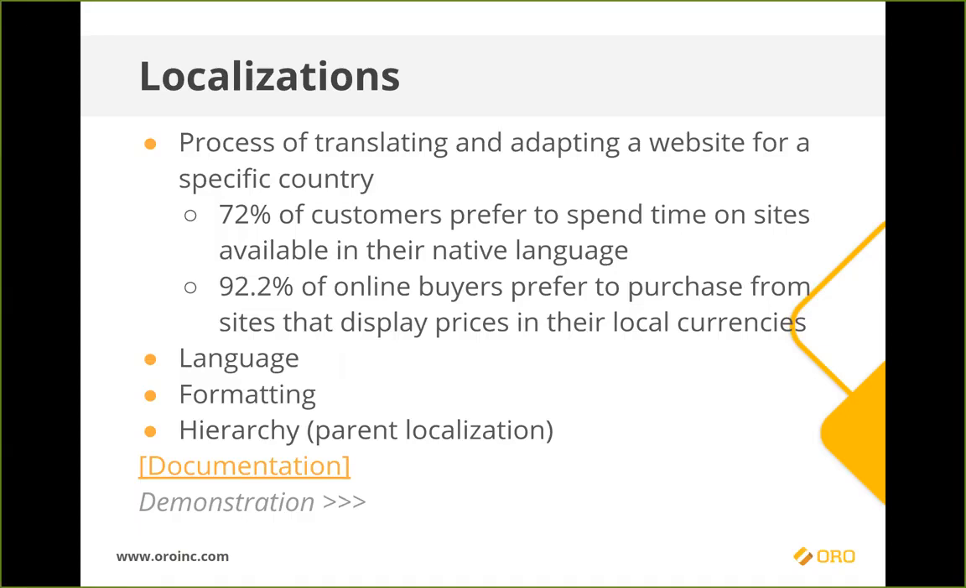And localizations as a concept unite several parameters. So first, it's a language. It's clear. This is, for example, English, German, French, Russian, and so on. Then it's formatting. So basically, it's locale. In other words, for example, we can say English for Canada, English for the United States, English for Great Britain, and so on. And localizations also have hierarchy. So let us say that we have a localization called just English, and then we have localizations called English for Canada, English for Great Britain, English for US, and so on.